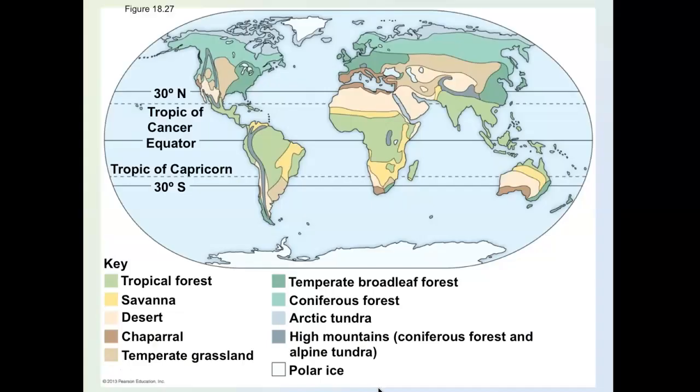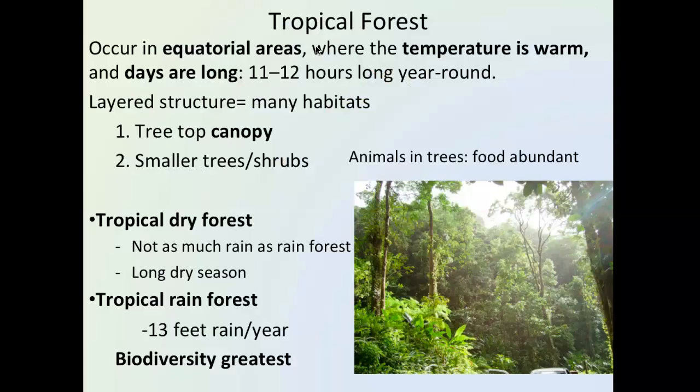Okay, so the tropical forest, we're going to start at the equator and then we're going to move towards the poles. So the first one on the list is the tropical forests. You may already have an image of this in your mind. They occur in our equatorial areas where the temperature is warm and the days are long, right? So 11 to 12 hours of light all year round, which I think is lovely.